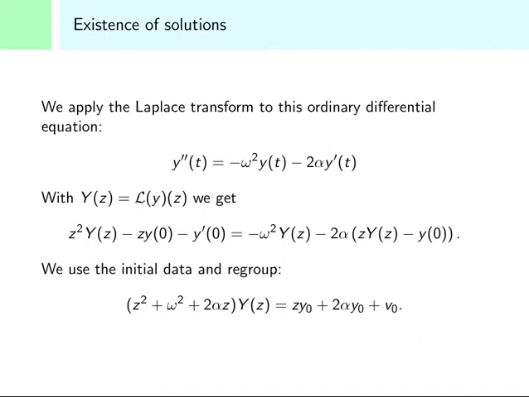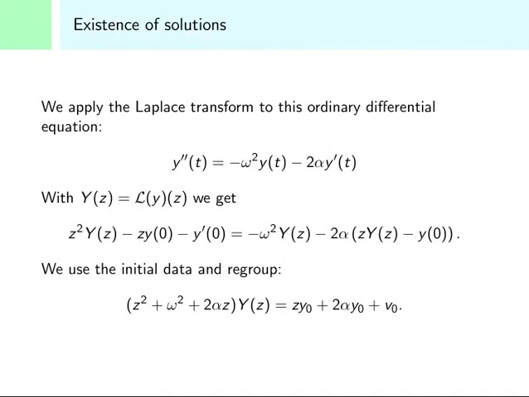And then, using the standard results on the Laplace transform, we get z squared Y of z minus z y0 minus y prime at 0. That equals negative omega squared Y of z minus 2 alpha times the difference z Y of z minus y at 0.